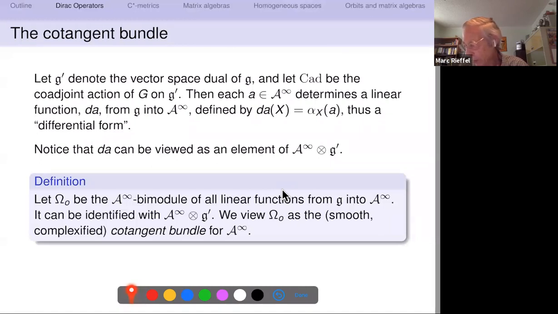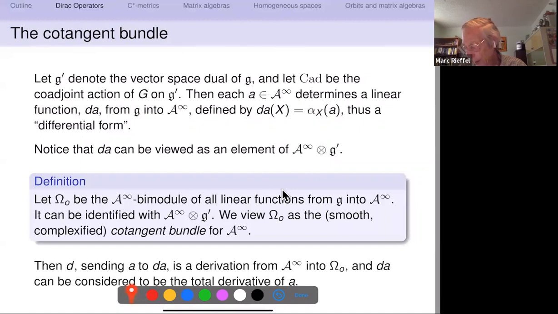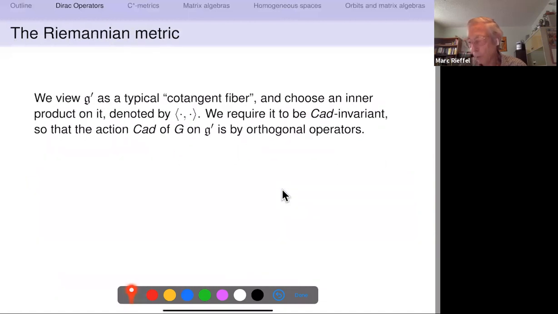And we view this as the cross-section bimodule of the smooth complexified cotangent bundle for A infinity. This is heuristic since we don't have an actual bundle in the classical sense here. And then D sending A into dA is a derivation from A infinity into this bimodule, and it can be considered the total derivative of A. So then we view the dual of the Lie algebra as a typical cotangent fiber.